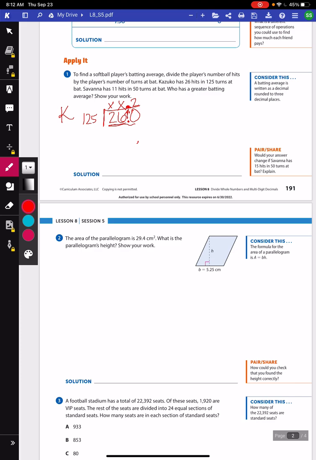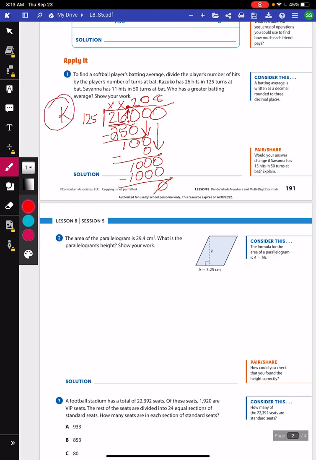2 times 125 is 250. I subtract and get 10, add a 0, bring it down. 125 can go into 100 0 times. 0 times 125 is 0. I subtract, get 100. Add a 0, bring it down. 125 can go into 1,000 8 times. 8 times 125 is 1,000. I subtract and I get 0. Nothing else to bring down, so I am done. All right, now that's just Kazuko.